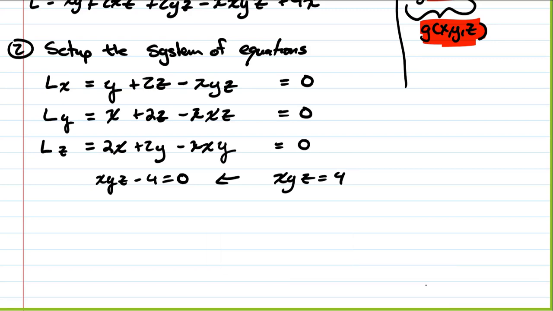All right. So we notice that these terms right here almost look like this. We have a yz, we have an xz, and we have an xy. So what we're going to want to do is we're going to multiply this equation by x. We're going to multiply this equation by y, and this one by z.